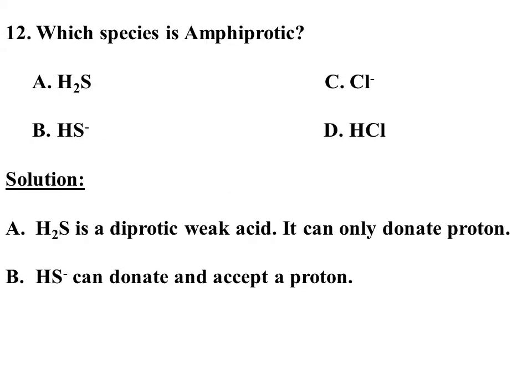Question number 12. Which species is amphiprotic? A H2S, B HS minus, C Cl minus, D HCl. Solution. H2S is a diprotic weak acid. It can only donate proton. That means it doesn't accept any proton from any sources. B.